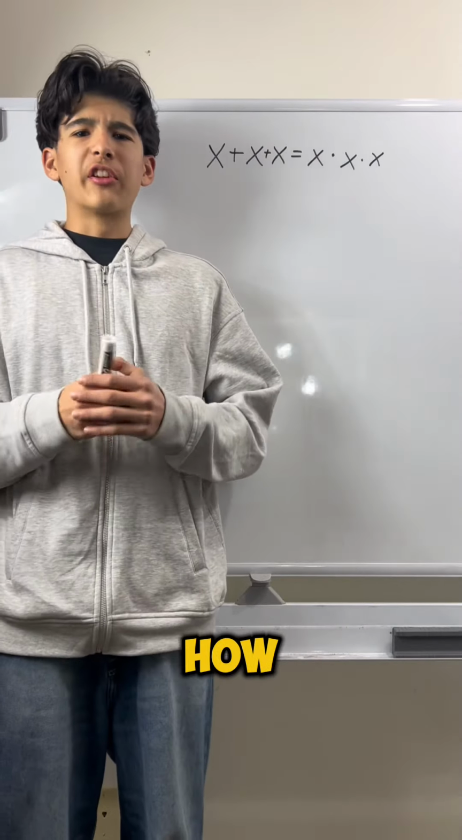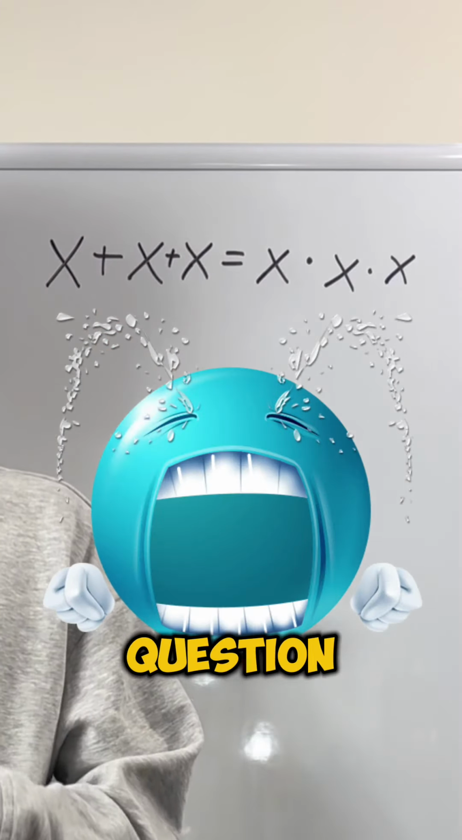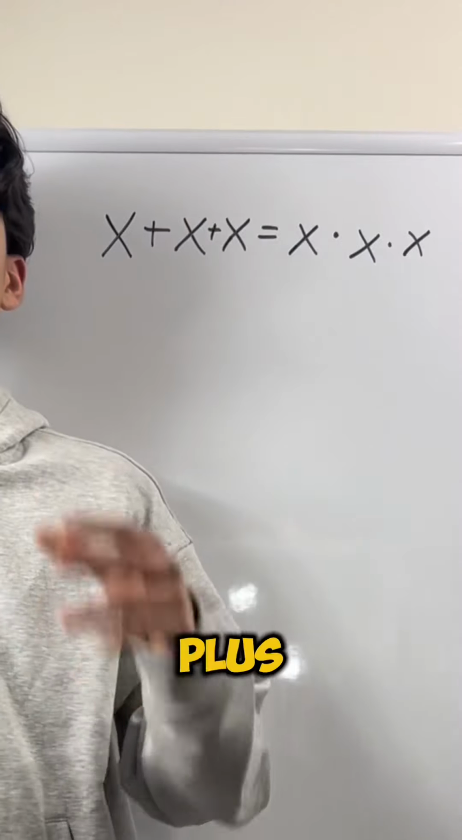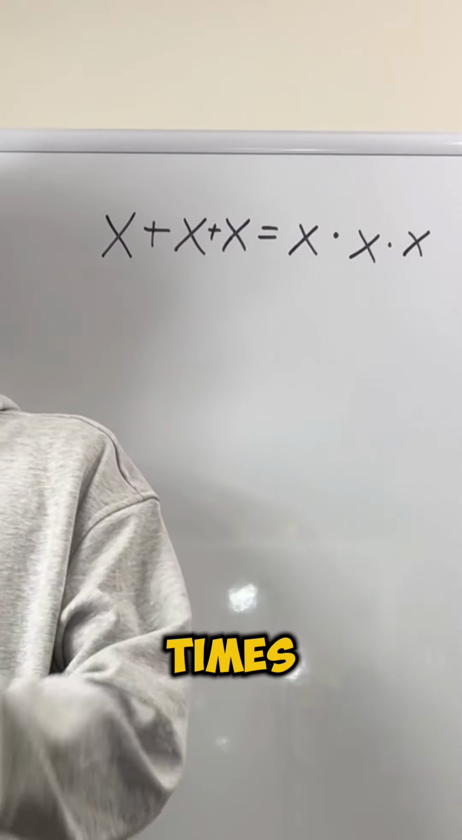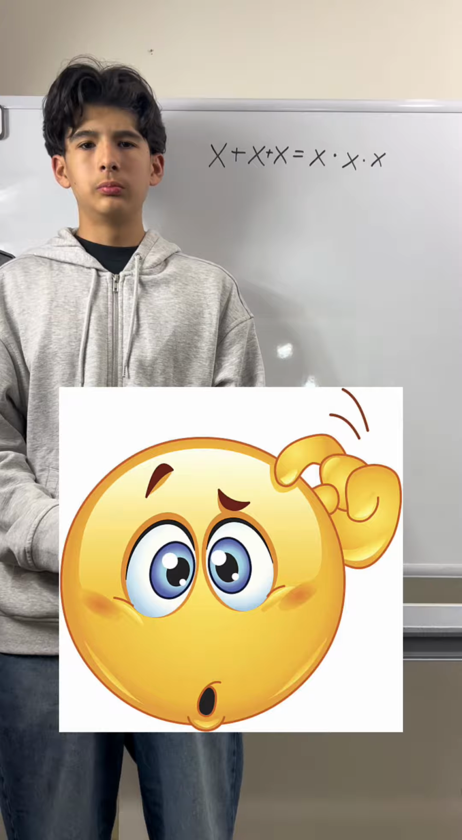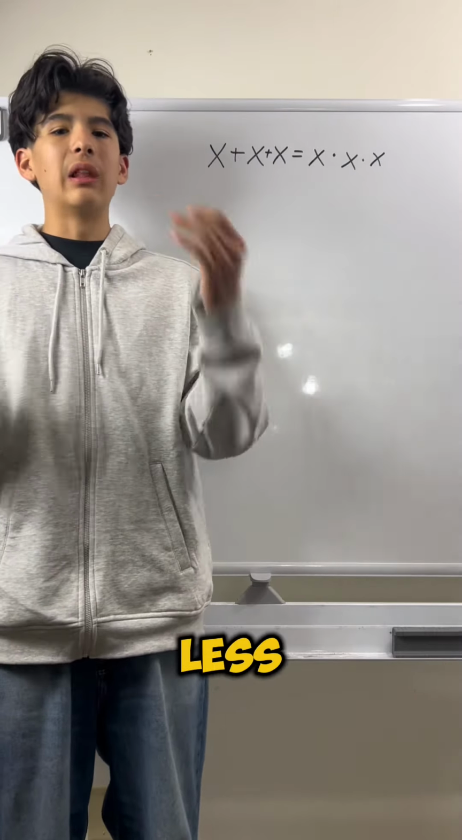Do you know how to solve this advanced SAT question? If x plus x plus x is equal to x times x times x, what is x equal to? So let's rewrite this so that it's a little bit less confusing.